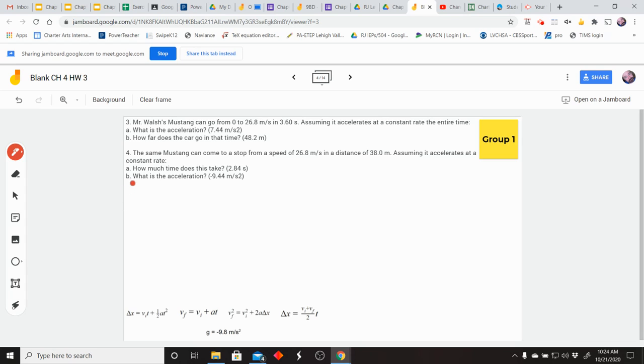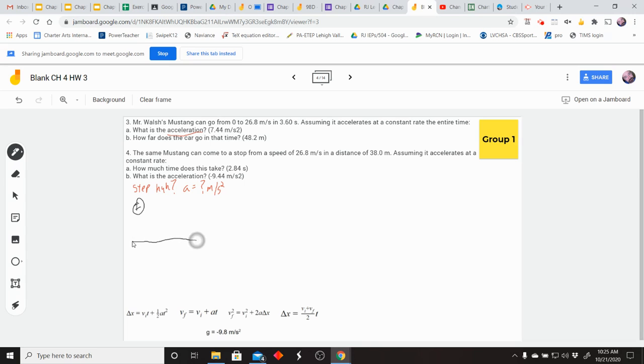So we will start off, of course, with step 0. What are we looking for? What is the acceleration? A is equal to question mark meters per second squared. And then after that, we need to do step 1. We need to make a sketch.